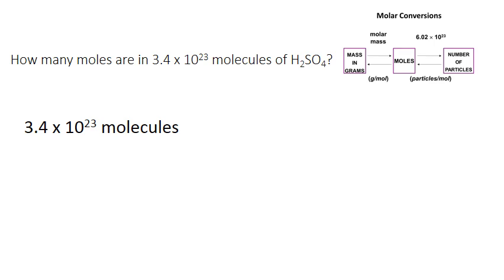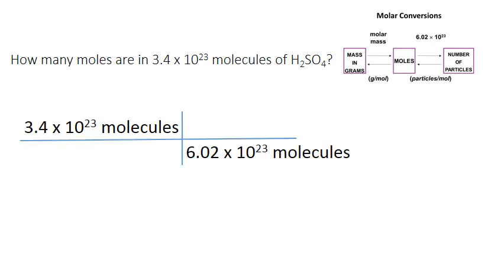So if we look up at our little island diagram, we can see that we are in the number of particles island. We're in the representative particles island. So it doesn't want us to be in molecules, it wants us to be in moles. So notice that to get over to moles, we're going to use Avogadro's number. Okay, so there are 6.02 times 10 to the 23rd molecules in 1 mole. That's how we're going to get over to mole island.